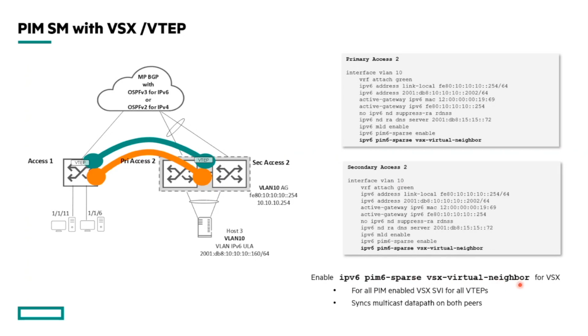Now this is nothing new. This was also a similar command for IP when we had IPv4 in the overlay, except it just said PIM. So there's nothing new here. Although it's a new command, the concept is exactly the same.